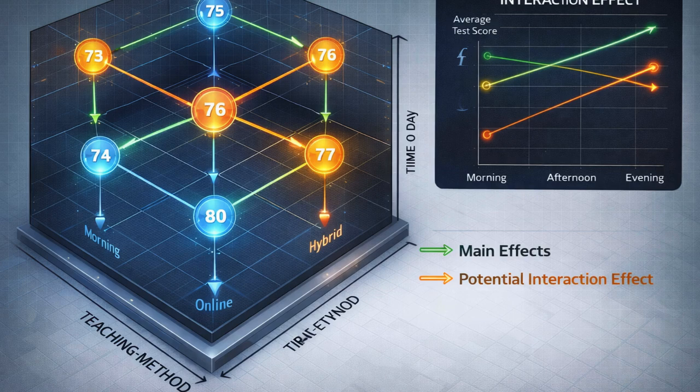If the ANOVA test is significant, p less than alpha, it tells us that at least one group is different, but not which ones. For that, we need a post hoc test like Tukey's HSD, which performs pairwise comparisons while controlling for the overall error rate.